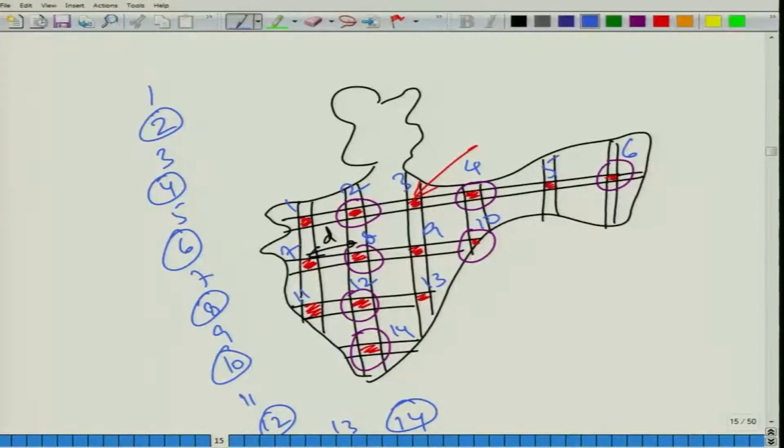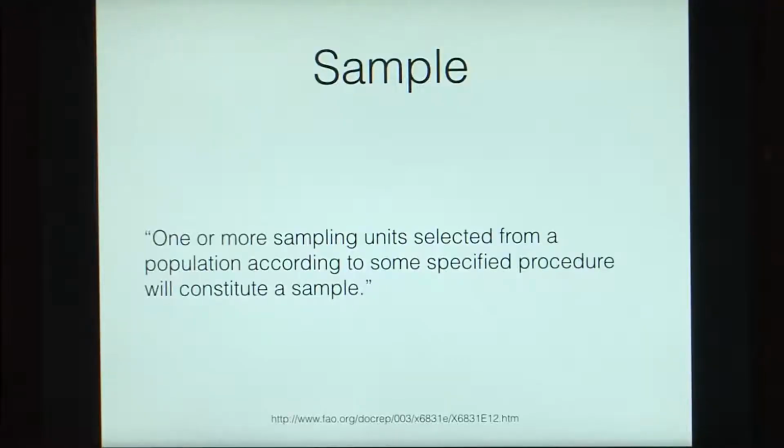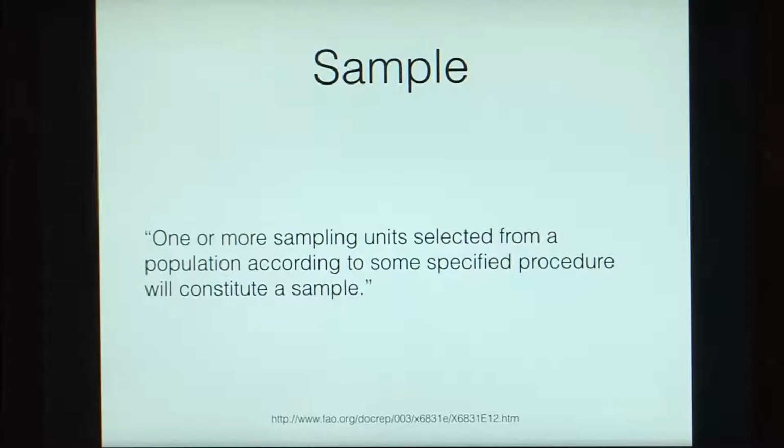So, coming back to the slides, one or more sampling units selected from a population according to some specified procedure. Now, that procedure might vary. It might be a random sampling, or we might say that we are going to take every second value, or every third value, or every nth value. So, your specified procedure will vary, but once you have selected your sampling units, they form a sample.